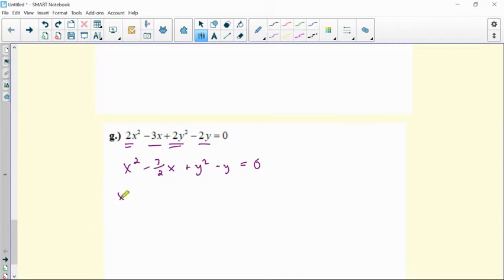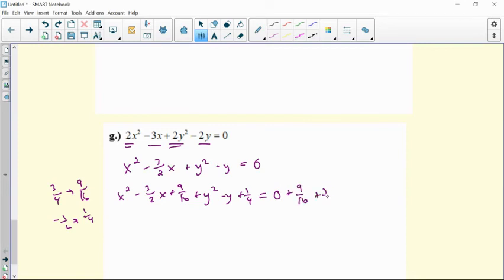So we're going to leave some space to complete our square, and it's okay with a fraction. So half of 3 over 2 is 3 over 4. And when you square that, that becomes 9/16, because you square the components. So I get a plus 9/16 here. Plus y squared minus y. And so half of -1 becomes -1/2. And when I square that, it becomes a positive 1/4. So plus 1/4. So again, with this 0, I'm adding 9/16. And then I'm also adding this 1/4.